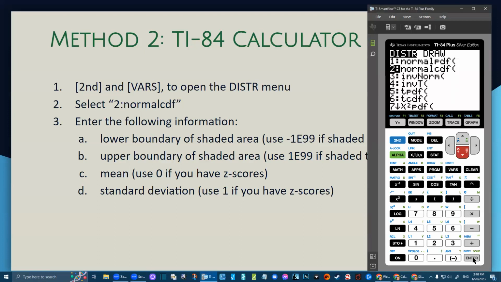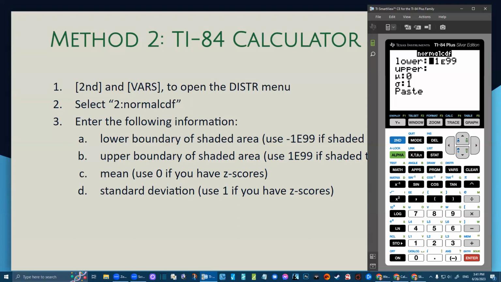And it's going to ask us for 4 pieces of information: the lower boundary, the upper boundary, so the 2 edges of that shaded area, the mean, and the standard deviation. And you'll notice a few things on my calculator. It says the lower is -1 E99. That's a -1 with 99 zeros after it. That's a really, really, really small negative number.